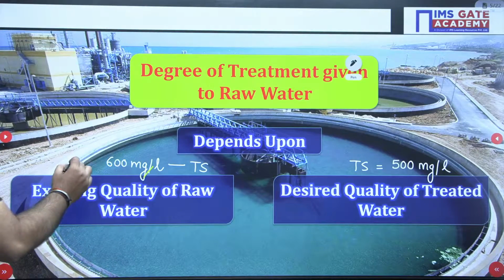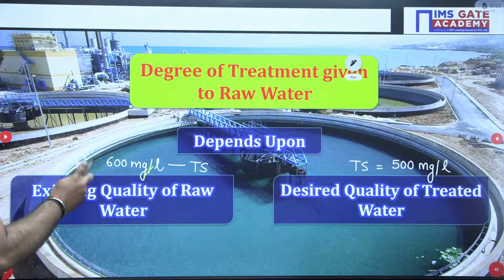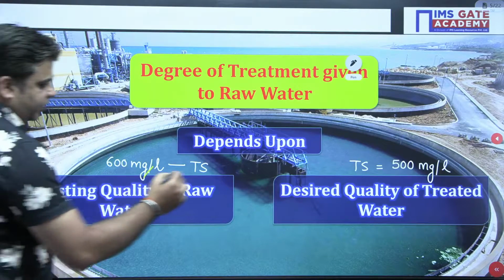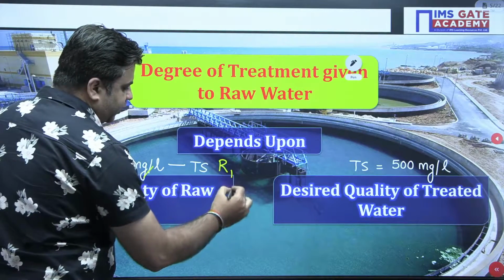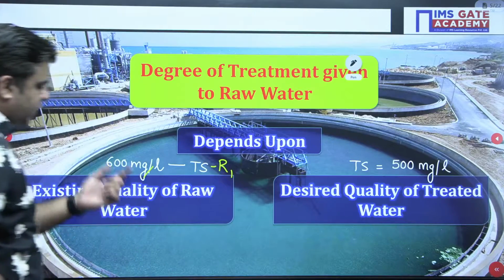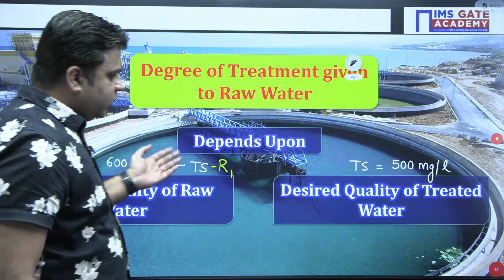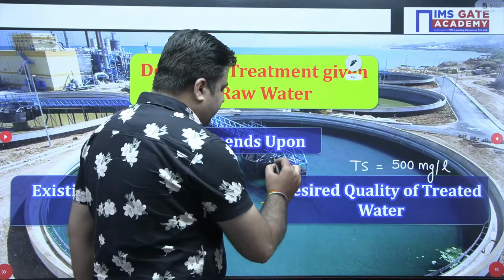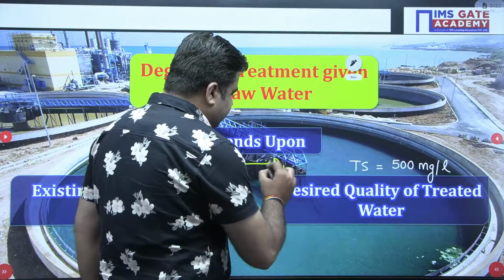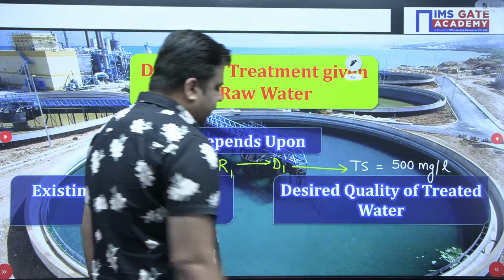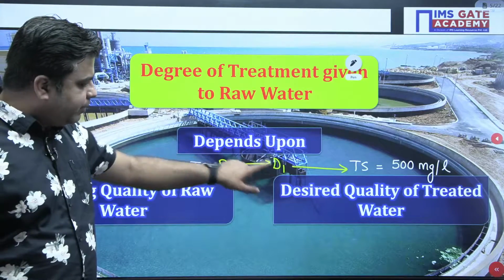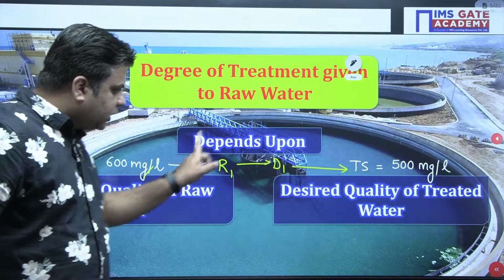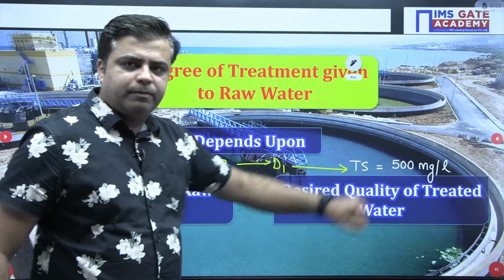I have just taken one example of total solid. Say this example is from river 1. Say this is my river 1, and in river 1 the quantity of total solid was 600 milligram per liter. So a certain degree of treatment was given to this water. Say this degree of treatment is D1, right? And after giving this degree of treatment, now the quantity of total solid has reduced to 500.